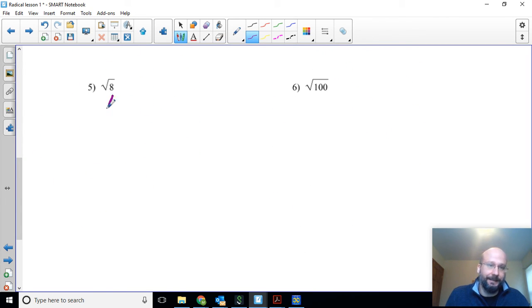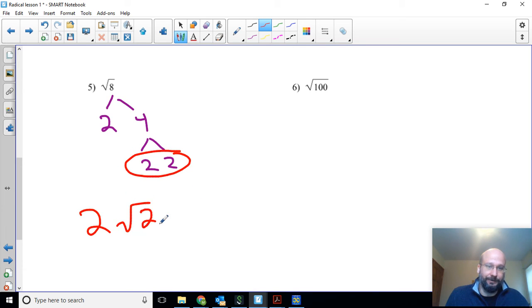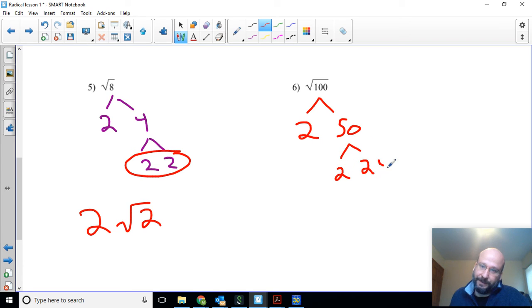So 8 is going to be 2 times 4. Again, square root of 4 is 2. And then I'm going to factor 4, 2 times 2. I'm going to circle my pairs. So I have 1, 2 on the outside and 1, 2 on the inside. I did this one too. If you know the square root is 100, you can just write 10, but we'll do this. This time I'm going to do, no, I'll keep it the same. 2 and 50, 2 and 25, 5 and 5. Circle my pairs.